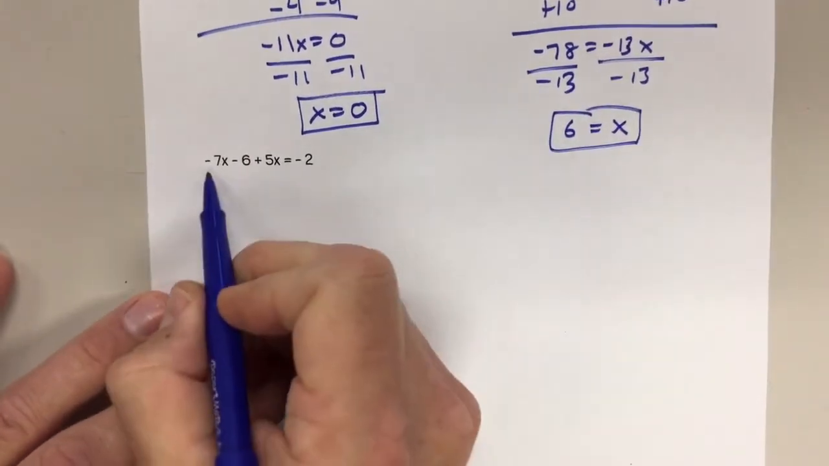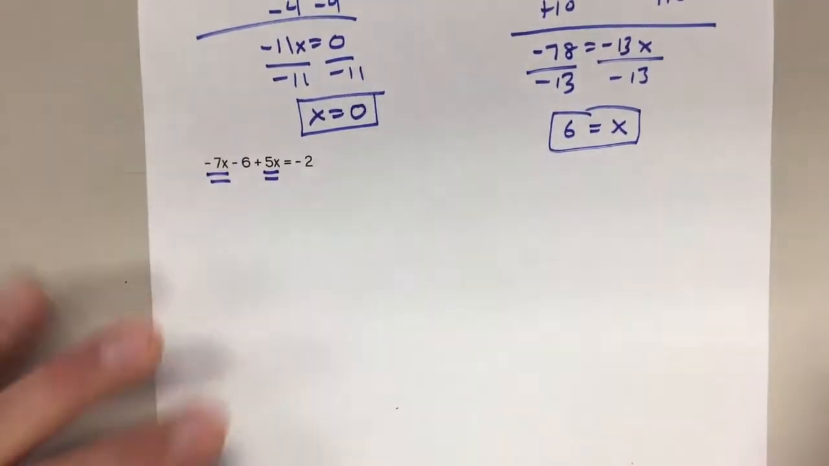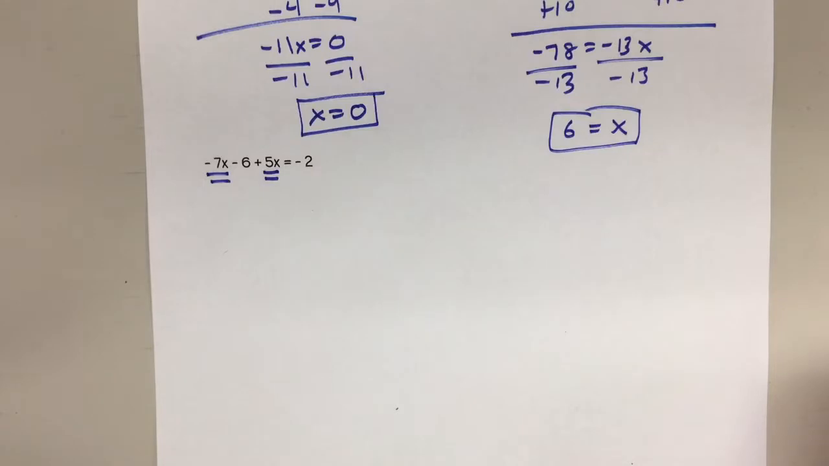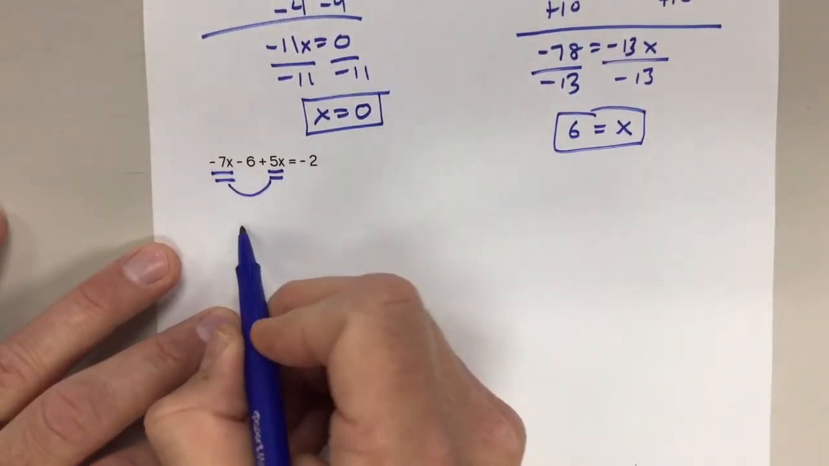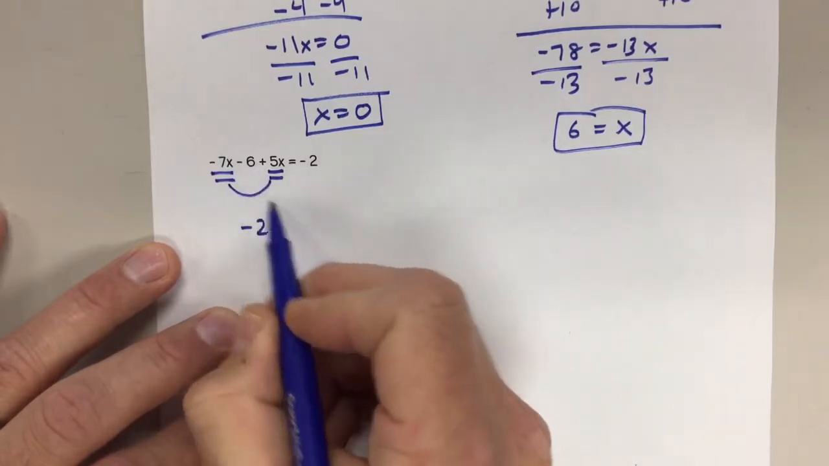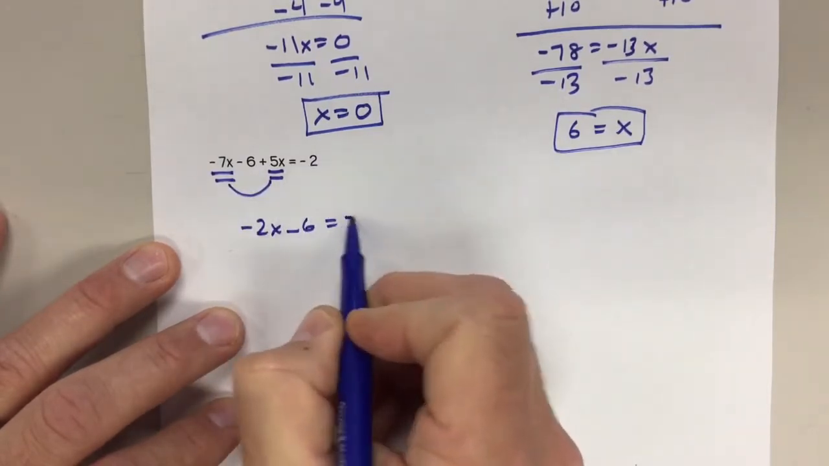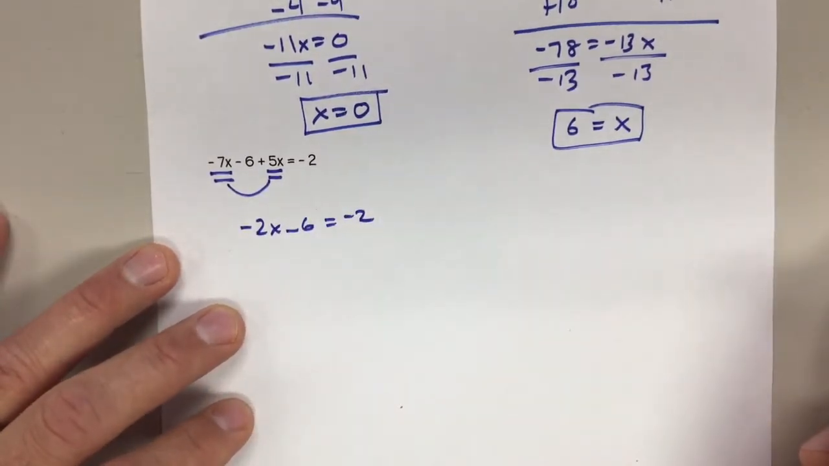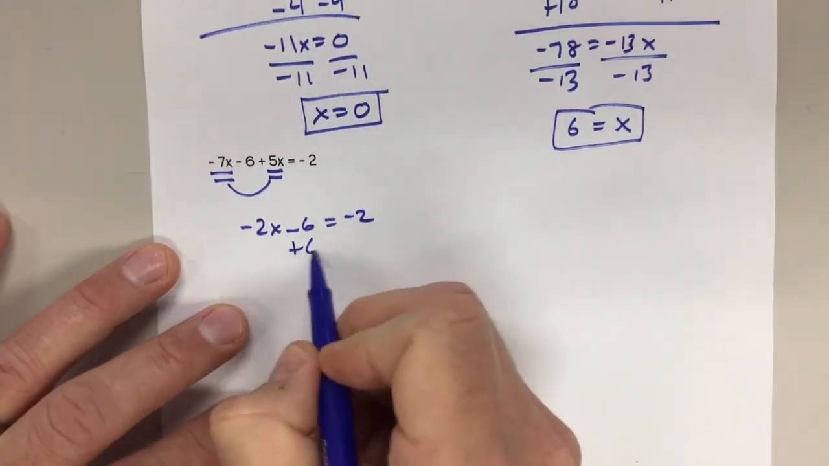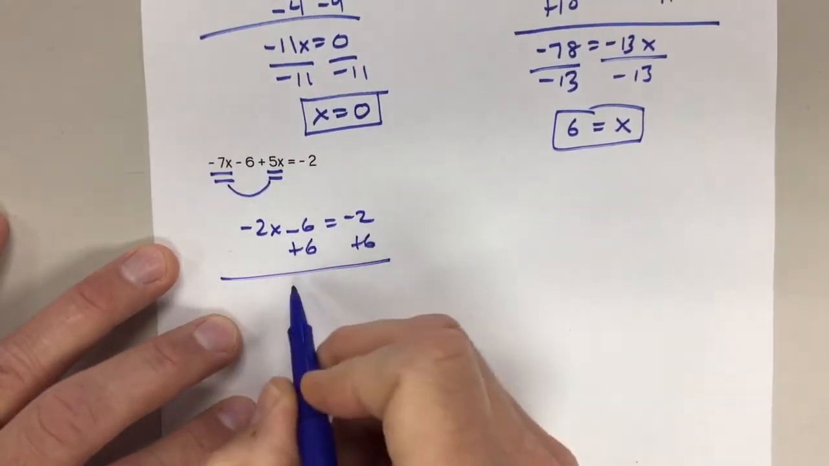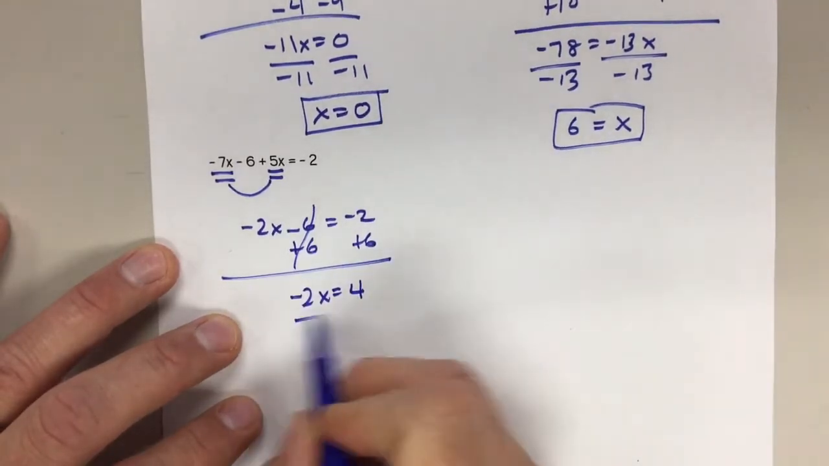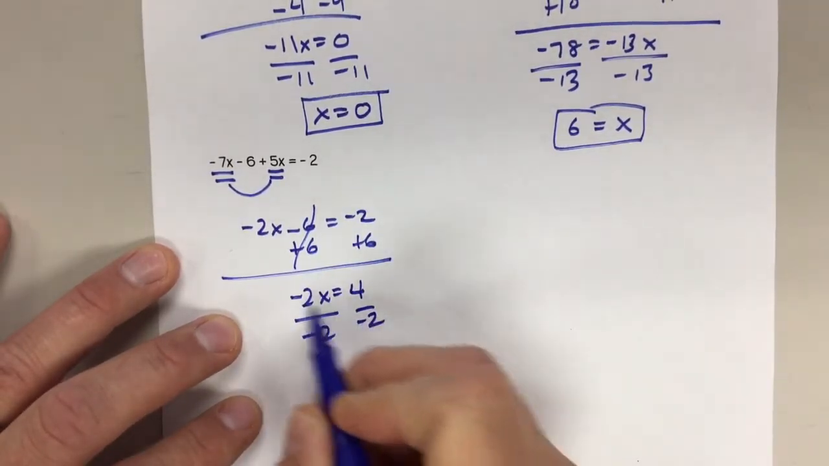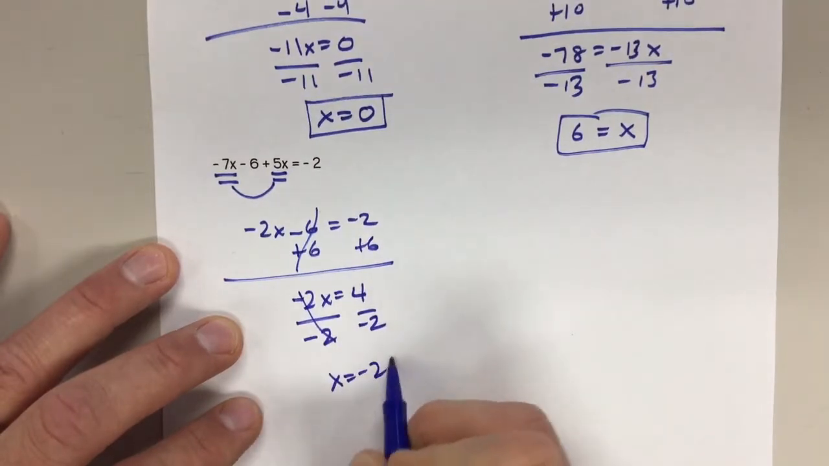Here's the last problem of our notes. My two like terms are separated. That's okay. I'm still going to put them together. Negative 7x and 5x is negative 2x. I leave the negative 6 in the equation, and I leave the negative 2 in the equation. Now it's a two-step problem where I'm going to add 6 first to both sides. I get negative 2x is 4. Then I'm going to divide by negative 2. I get x is negative 2.